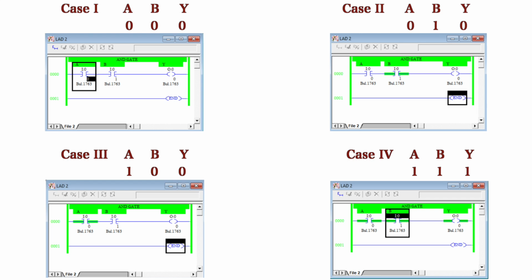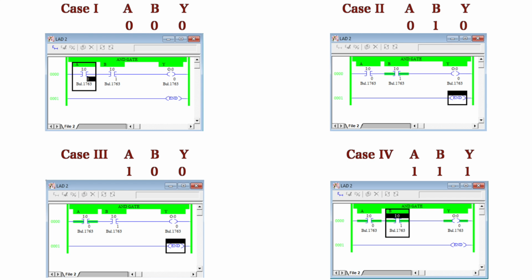Similarly in the second case, when A is 0 and B is 1. So here you can say, since I0 is a normally open switch, when you give 1 to the normally open switch, the second switch, it will change its state to the normally closed state. But here also the power will not flow throughout the rung, and the output will not get any power, and in this case also the output will be 0.